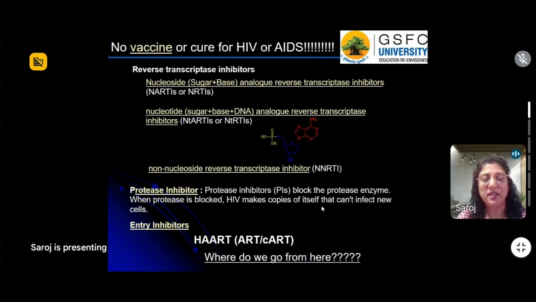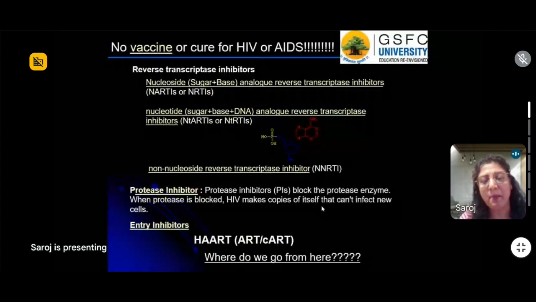And then in addition to that, there are also entry inhibitors. You can see that reverse transcriptase inhibitors and protease inhibitors will work only on the virus which is inside the cell. How about we block those surface receptors, so that the HIV virus will not even enter the cell? For that, you also have the entry inhibitors. However, individually, each category of drugs has been shown to be ineffective.